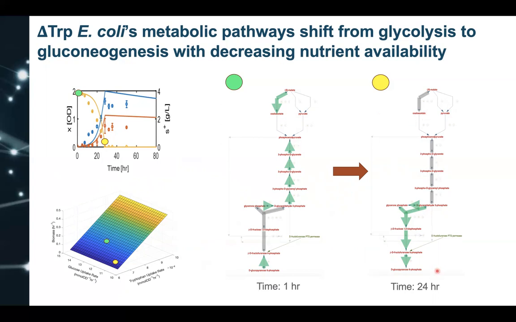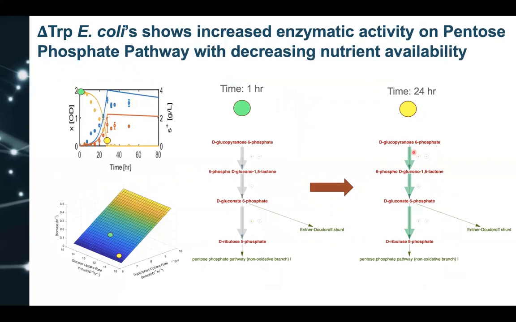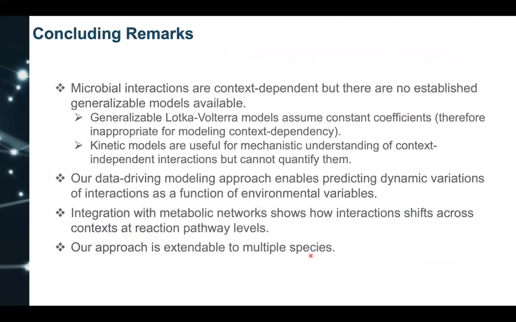However, when we run out of glucose, when we're very limited in glucose, we're no longer going through glycolysis. Instead, we're going to try and build any bit of glucose we can using gluconeogenesis. Secondly, because of this gluconeogenesis at time point 24, we also have increased enzymatic activity of the pentose phosphate pathway with this limited glucose available. So there are very dynamic changes within the metabolic pathways themselves, which leads us to conclude, first of all, that microbial interactions are context dependent.